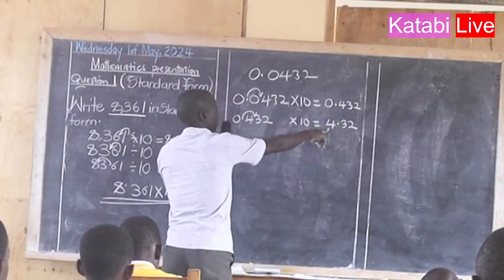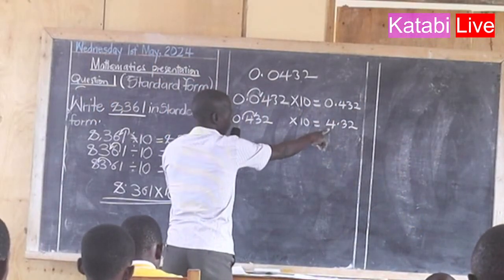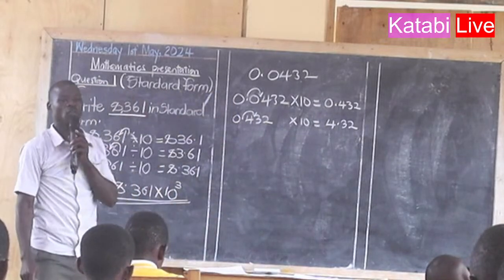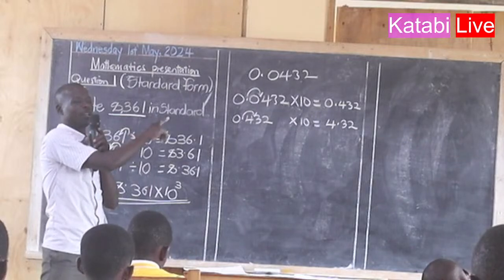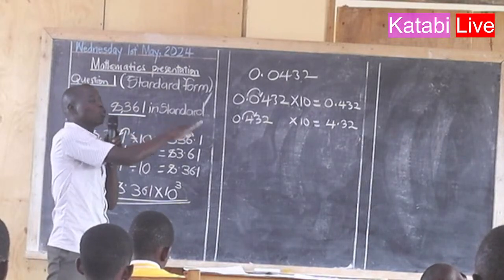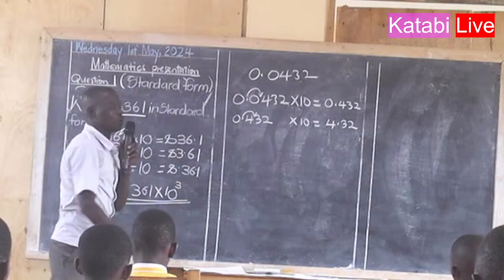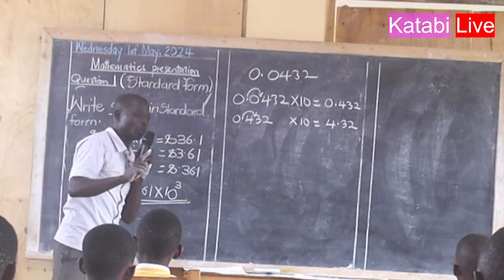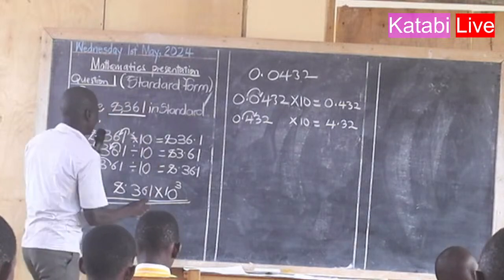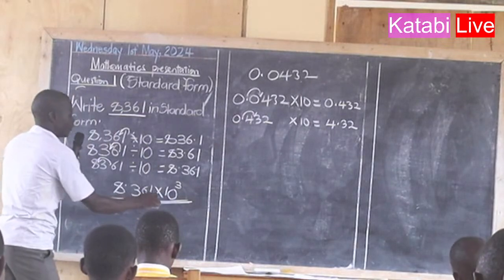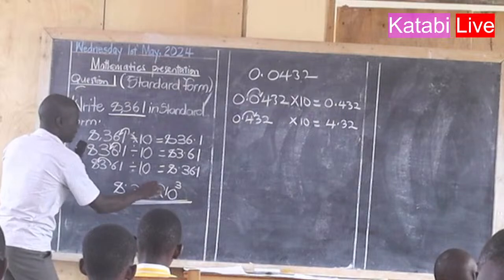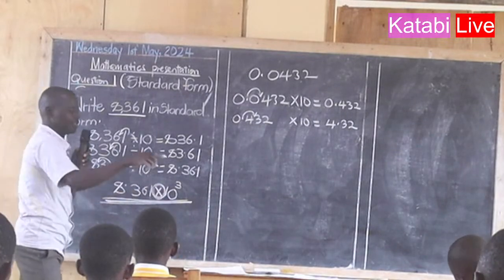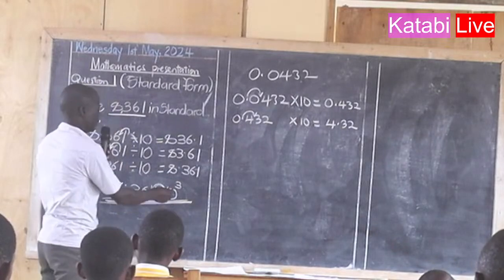4.32. Is this digit a counting number? Yes. This 4, is it a counting number? Yes. Good. If 4 is now a counting number, that means we stop multiplying there. We just go to our answer. Remember, in standard form or in scientific notation, when you have reached the answer, you must multiply that decimal number by 10.